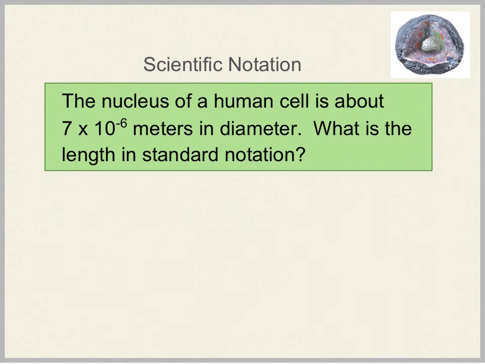Sometimes we are asked to take something in scientific notation and change it to standard notation. Here we are given 7 times 10 to the negative 6th is the size of the nucleus of a human cell. Let's first take a look at what negative exponents mean.